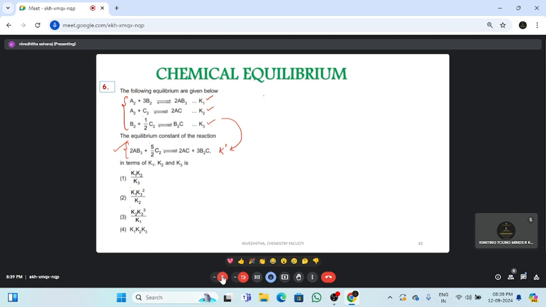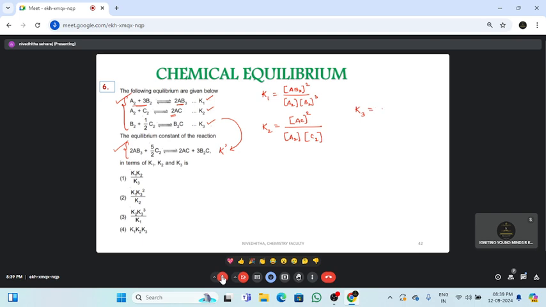So what is K1? Concentration of product divided by reactant. So concentration of product is AB3 power 2, divided by concentration of the reactants A2 and B2, and the number of moles of B2 is the power. That is K1, right? And what is K2? Concentration of product, which is AC. And what is the number of moles of AC? 2. So I have to write the number 2 in the power, divided by concentration of A2 and concentration of C2. And how about K3?